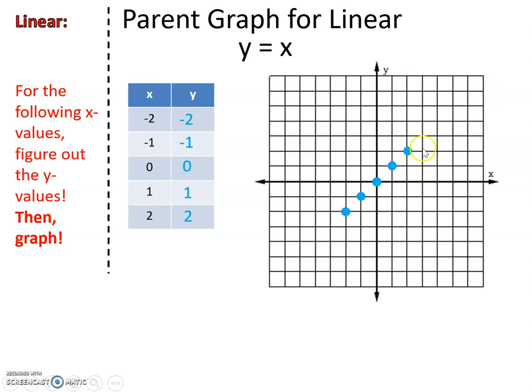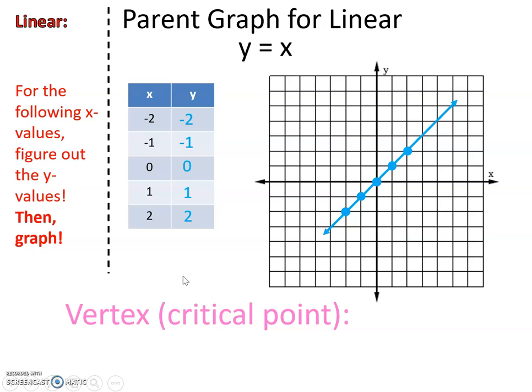So you can see that makes that line. This is what we call the parent function or the parent graph for a linear function. And it's going to look like that. The vertex is what we call a critical point. So that's 0, 0, right? And that's especially a critical point because that's exactly where it crosses the x-axis and the y-axis.